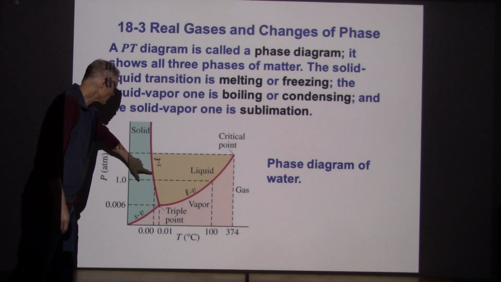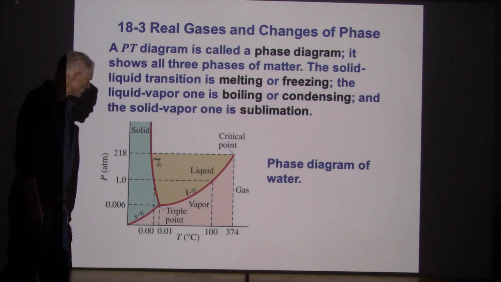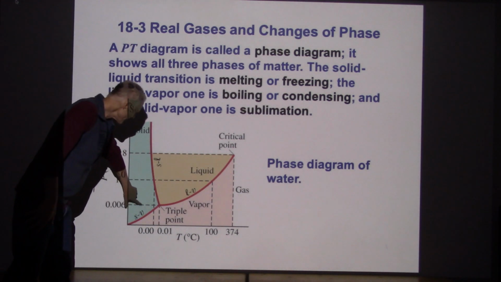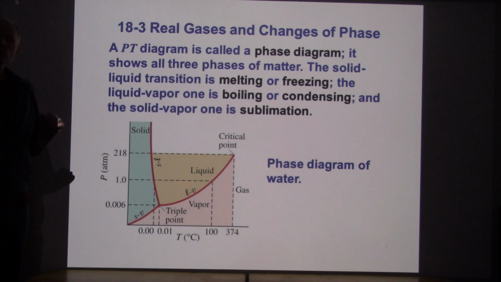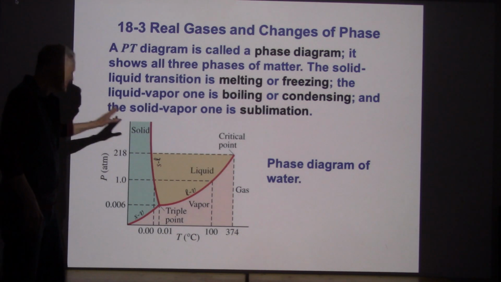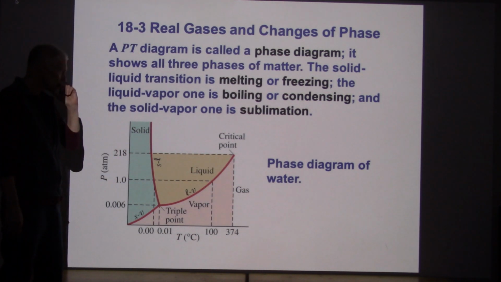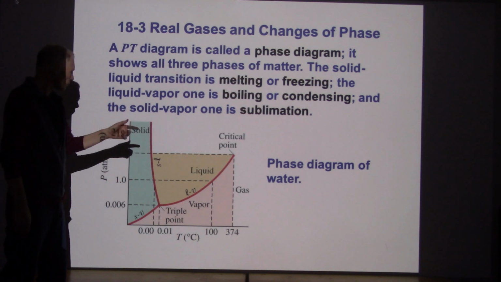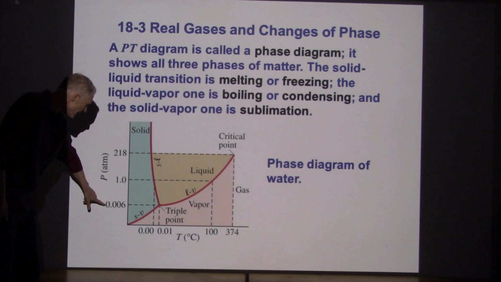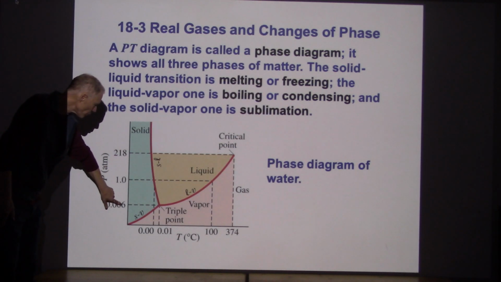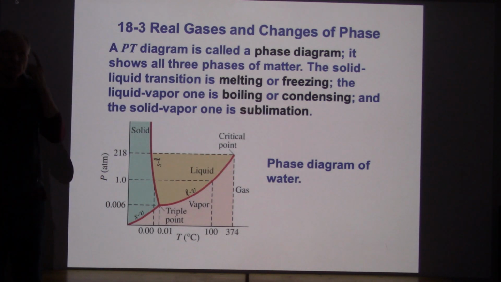Over here we have solid to liquid. This is the melting boundary between those two phases. And then here we have sublimation. We have solid going directly to vapor, skipping the liquid entirely. Now, what this is showing is that water does not exist as a liquid if we drop below 0.006 atmospheres.